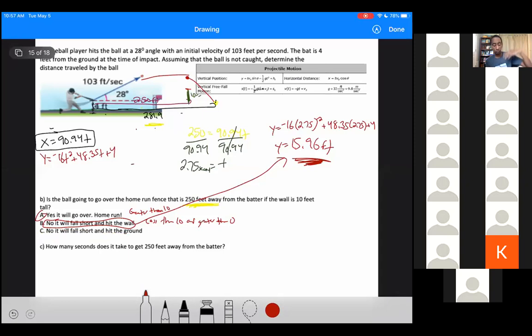So if it went over, it would have to be greater than 10. If it hit the wall, it has to be between 0 and 10. If it fell short and, say, it hit the ground somewhere over here, what would the value be when you did the math that we just did at 250 feet away? What would it have to be?